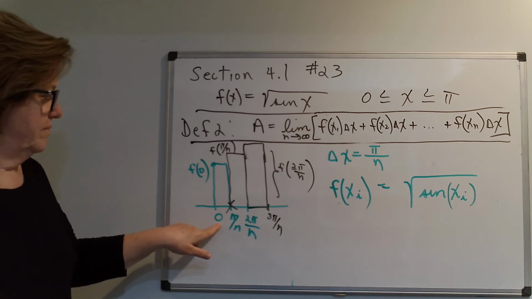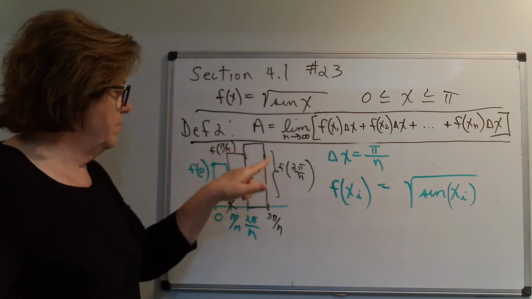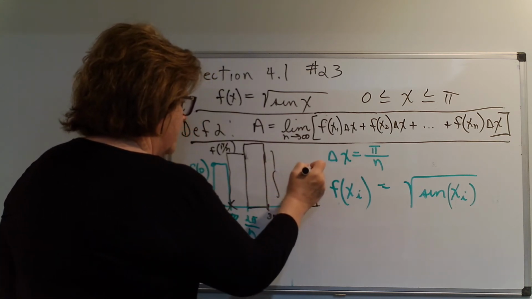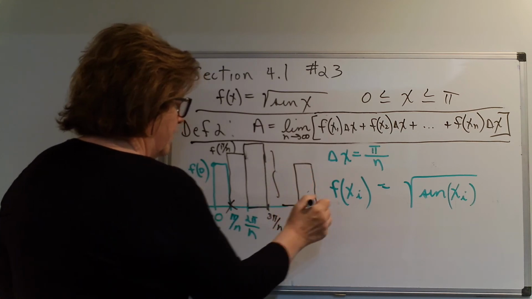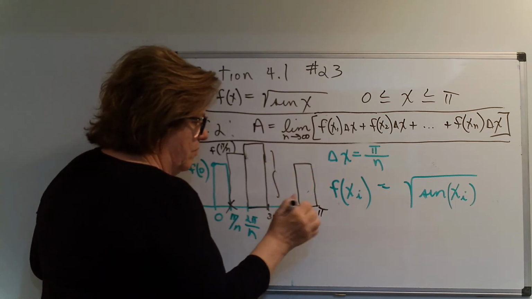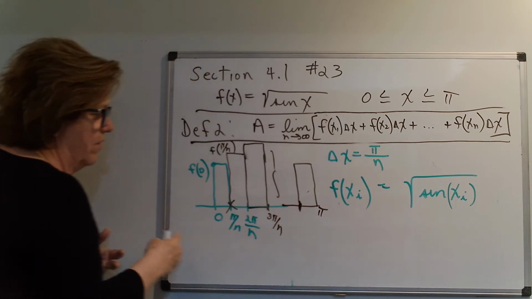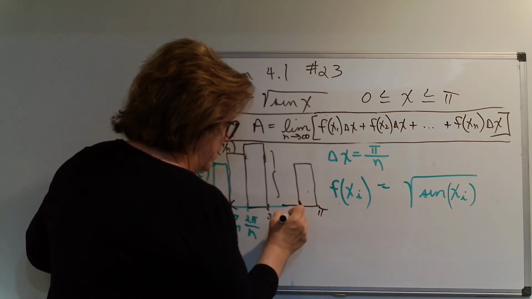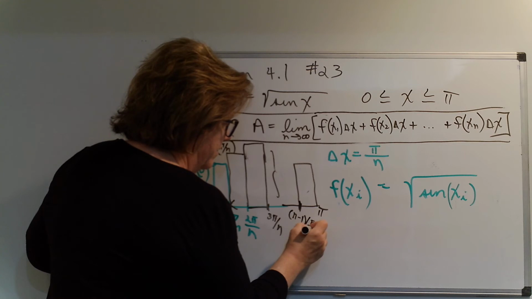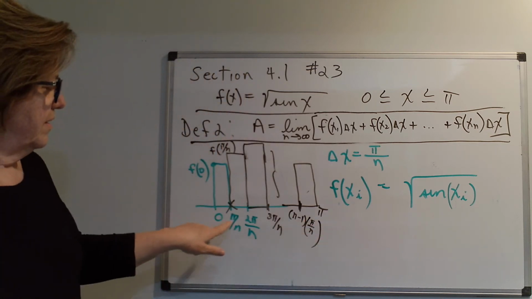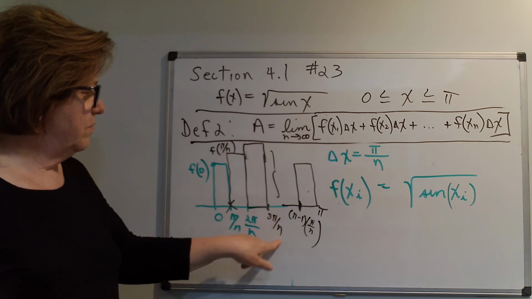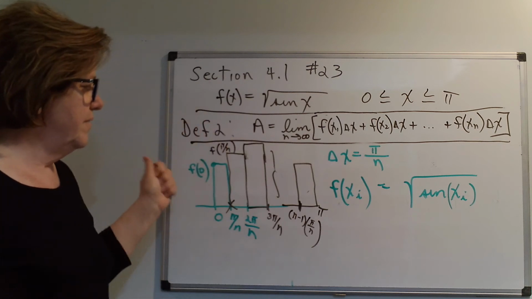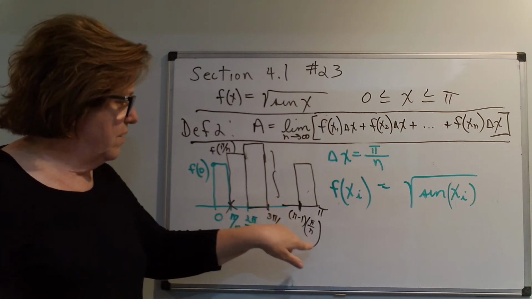So we can see that this is 0, then we're going to go to pi over n, 2 pi over n, and how far over are we going to go? At the last rectangle, we're going to end at pi, but what would this be? However many n is, it would be 1 less, right? So it would be n minus 1 times pi over n. So this was 0, this was 1 pi over n, 2 pi over n, 3 pi over n. We keep going. We don't want to go to n pi over n because we're doing a left-hand sum. We want to go to n minus 1 pi over n.